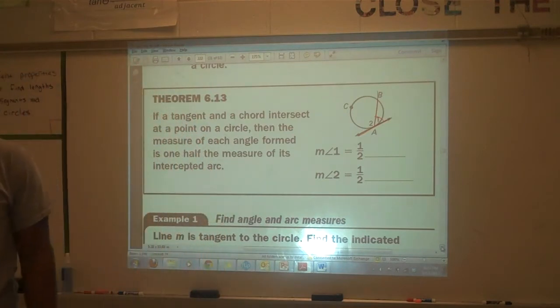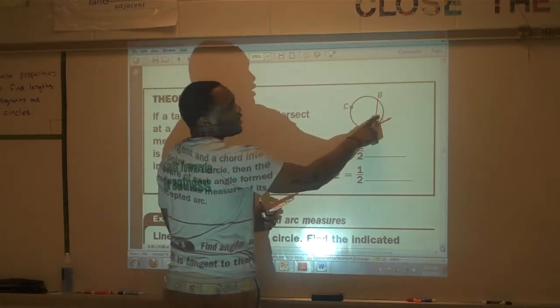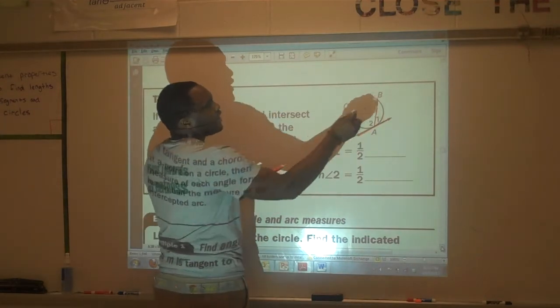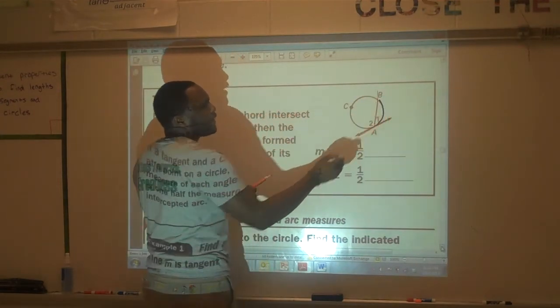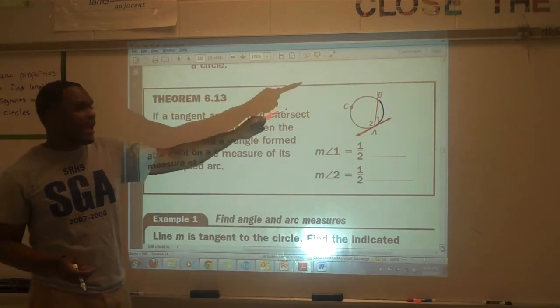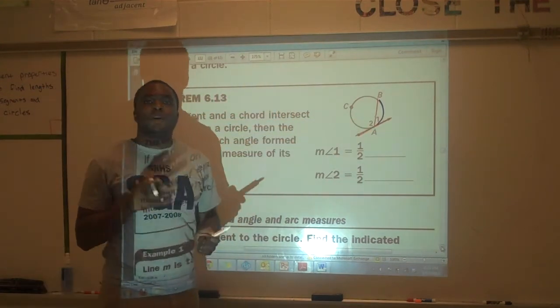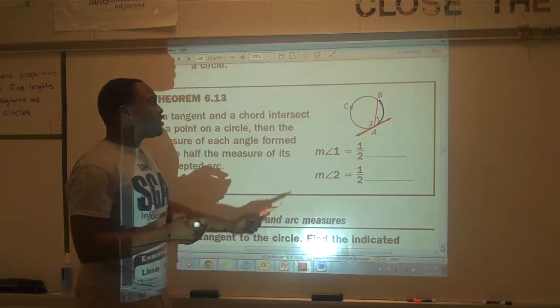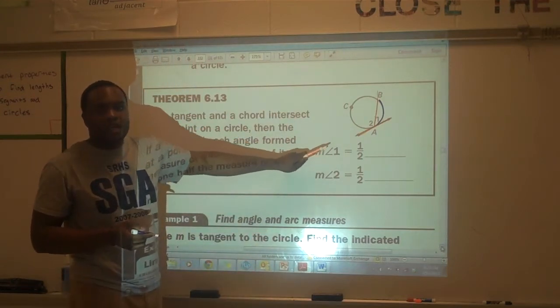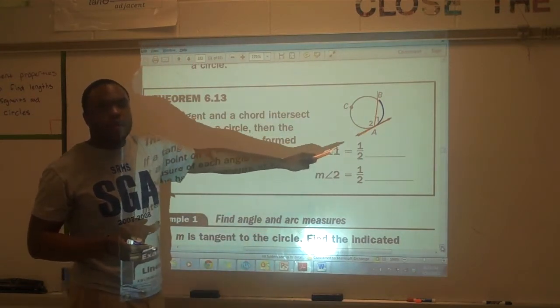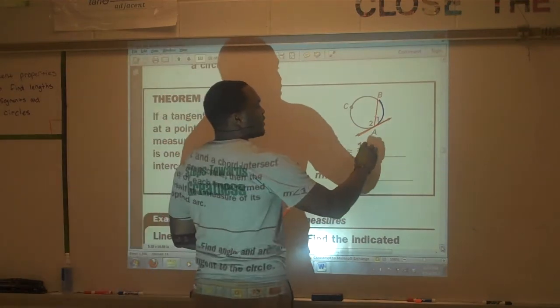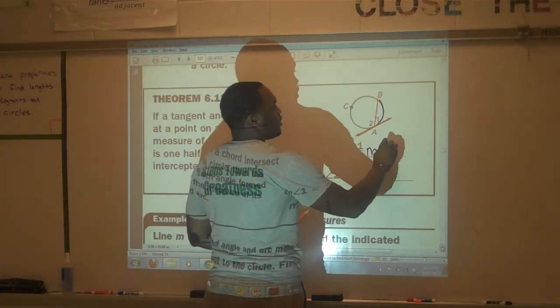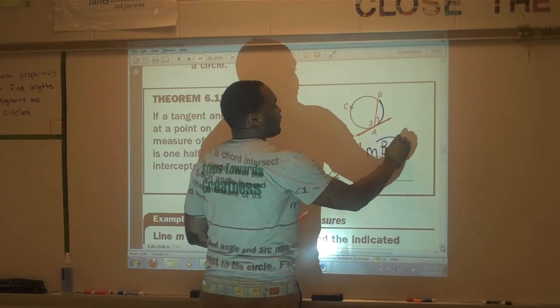If I want to find the measure of angle 1, the first thing I have to do is find the measure of this intercepted arc here, this arc BA. If I know the measure of that arc BA, the measure of angle 1 is just going to be 1/2 times that arc. So down here, the measure of angle 1 equals 1/2 times the measure of arc BA.